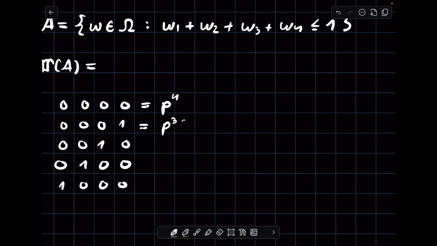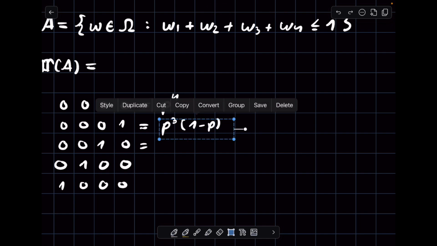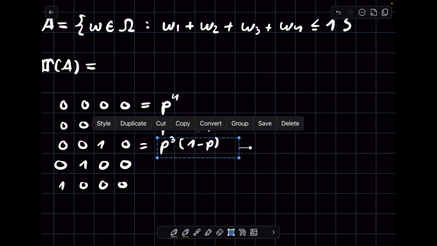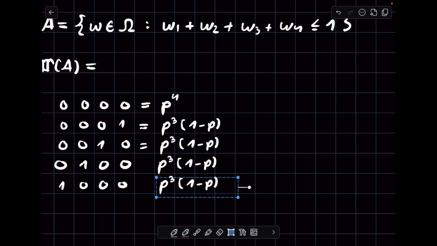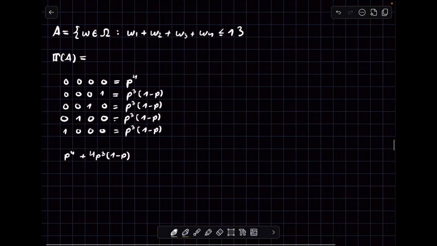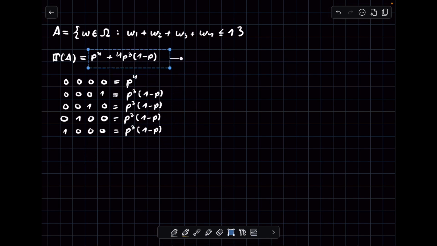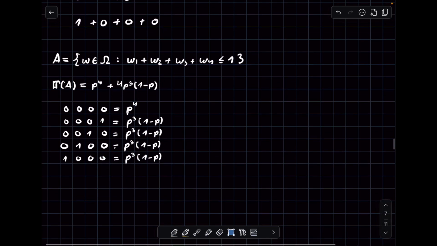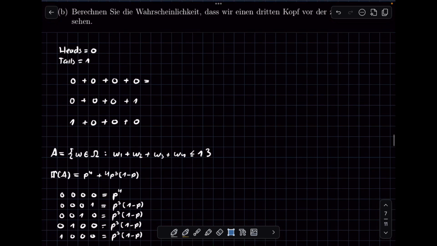In this case, it's going to be p, and then 1 minus p, and these are going to be repeating themselves. What is going on with my iPad today? So we can just replace these and duplicate them like so. And then we're going to sum them up. So if we sum them up, we're going to have p to the 4 plus 4p cubed times 1 minus p. And that is the probability of, simply put, PA. That is it. So that's how you solve B.